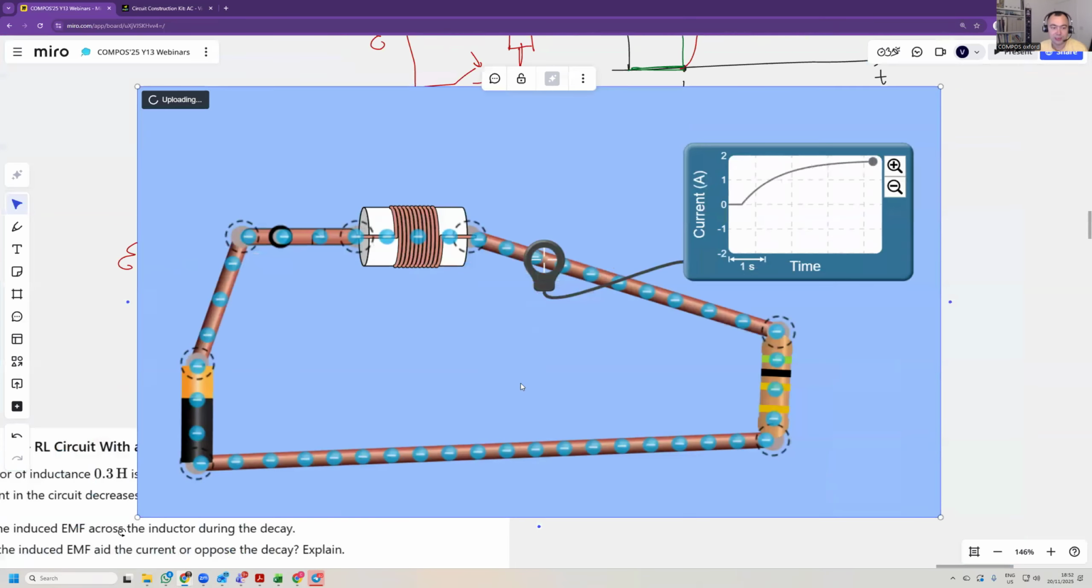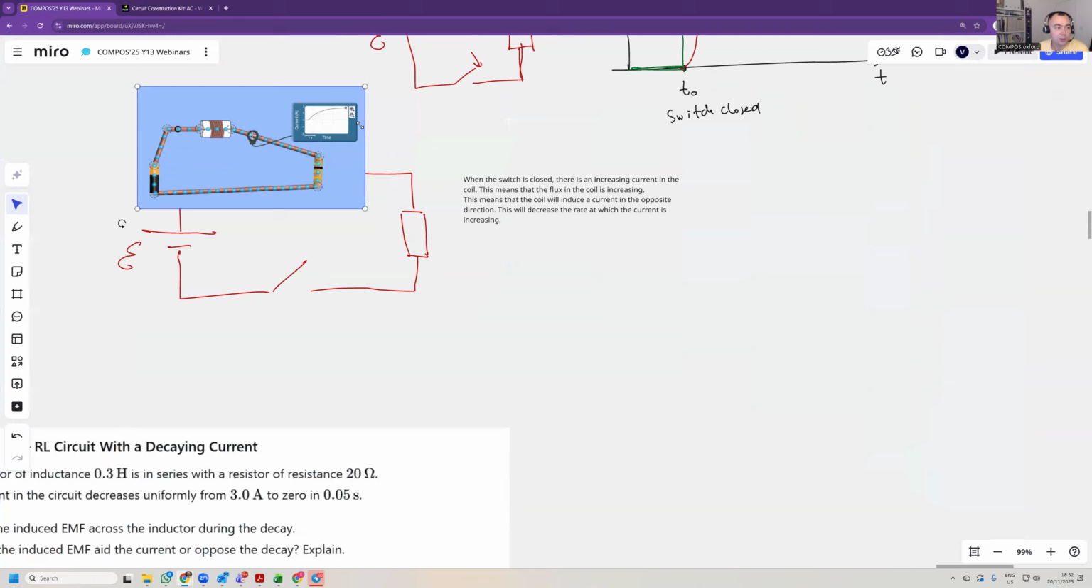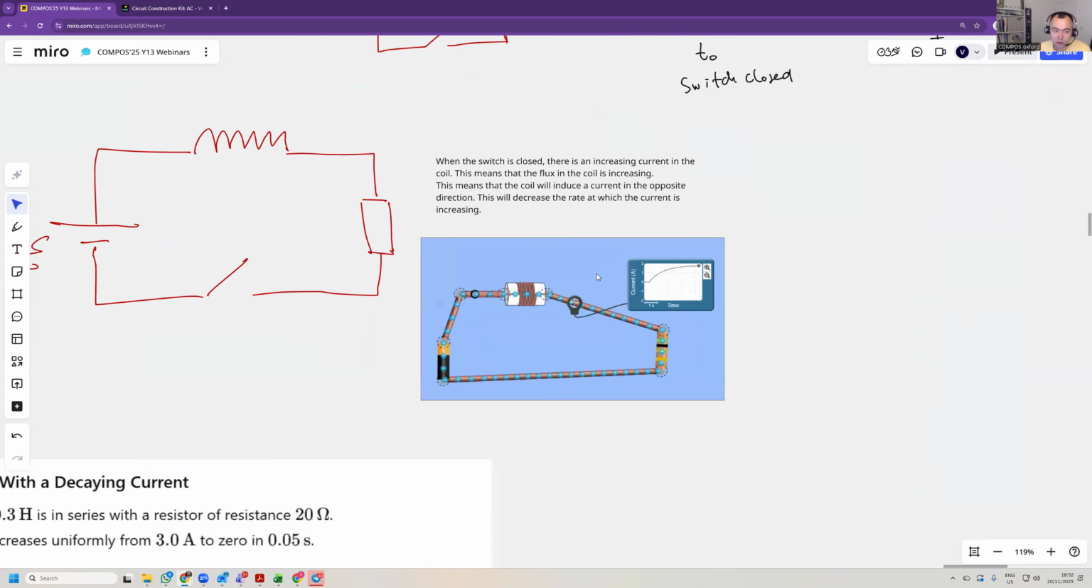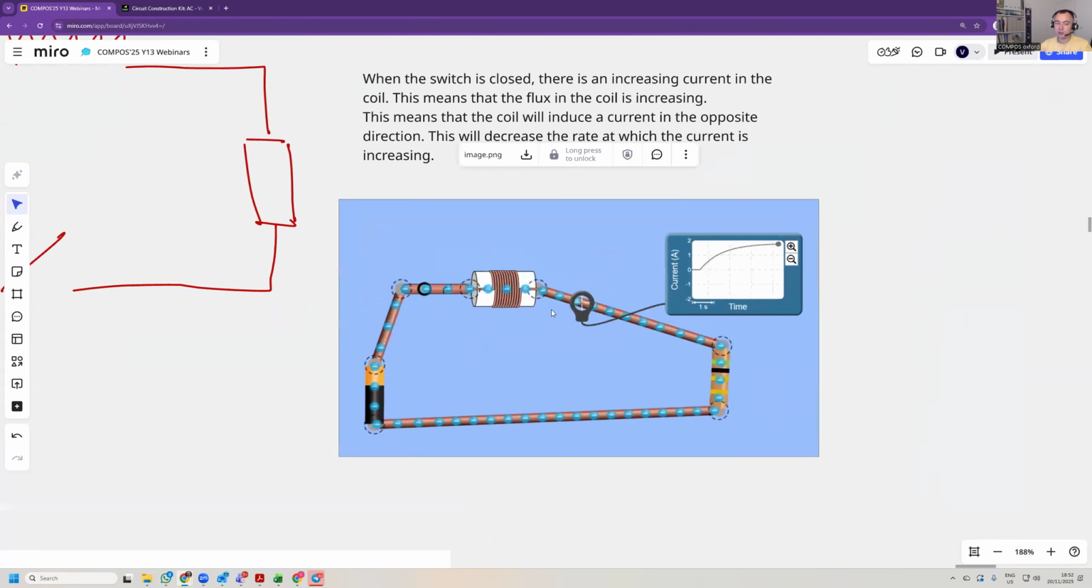And this is due to Lenz's law. So once again, you close the switch, the current is increasing. The increasing current induces a flux in the coil, and the coil generates a current in the opposite direction to oppose the change that produced it. That's pretty cool. I don't know about you, but I find it fascinating.